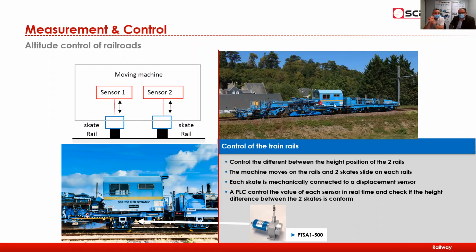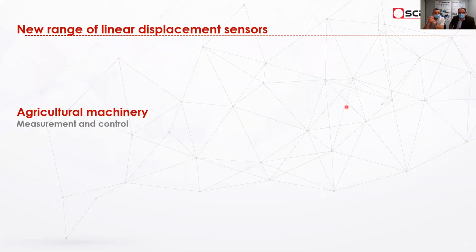So I think that on this machine there are plenty of sensors. Maybe 12. 12 sensors. So they make all the measurement on a piece of rail.